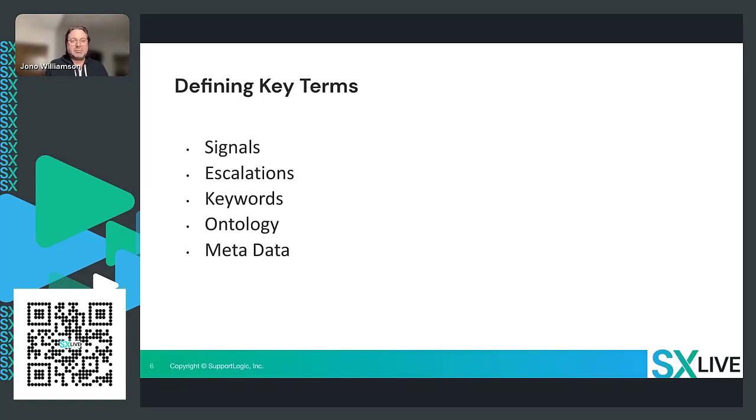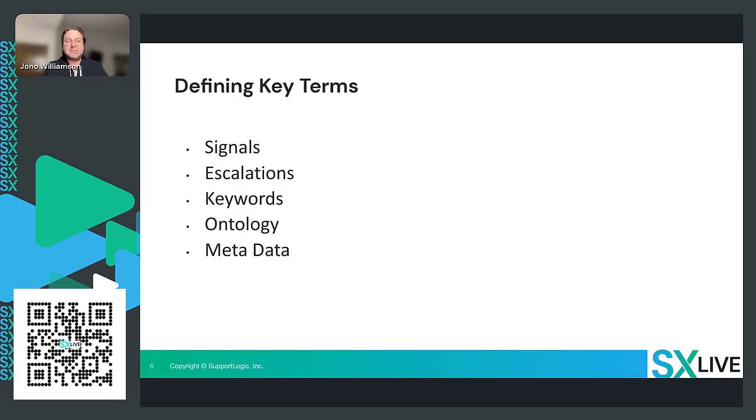Then I'll be talking about keywords. In the context, again, of natural language processing, keywords refer to significant words or phrases that carry high informational value, right? And they will stand out inside of a case. If you were to look at a case yourself, you would be able to see what those keywords are and highlight them. And we'll talk about how you can have AI automatically identify those.